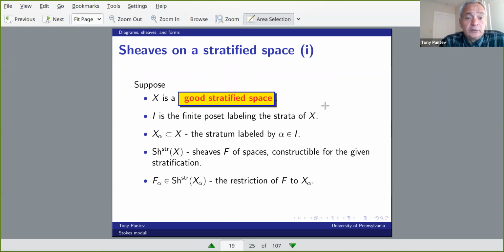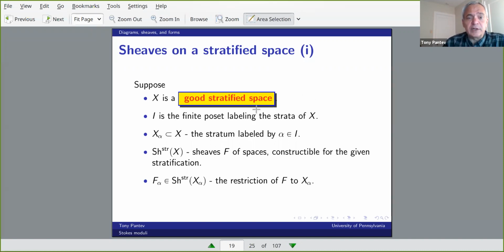So start with a good stratified space. By the way, I didn't say that, but when you look at the slides later, there are these yellow things. They are actually explanations. If you click on this, you'll get to some explanation of what good means, but I don't want to go into this now. There are many of them here and there where I said something without actually explaining it, but then there is a link in the slides to some explanation at the end.